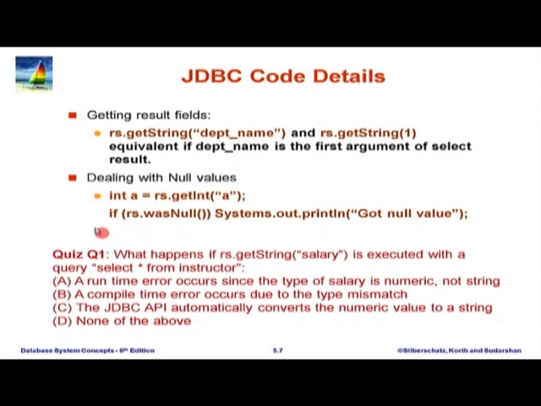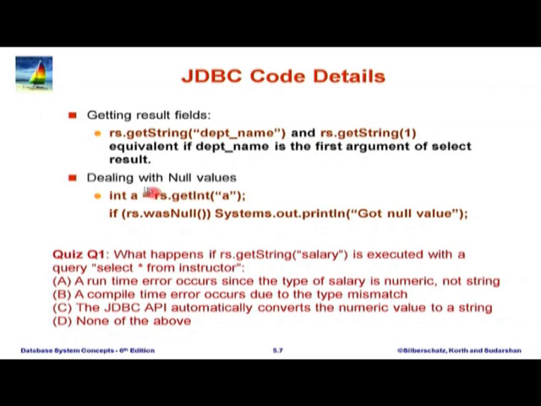There is a slight complication with null values. Supposing I want to get an integer value. So I can say int a equal to rs.getInt and the attribute name a, let's say. So this returns a value. But what if the value in the database was null? What value is returned?